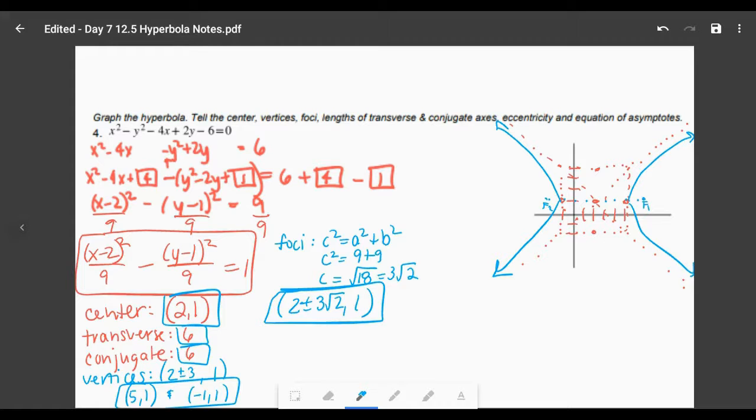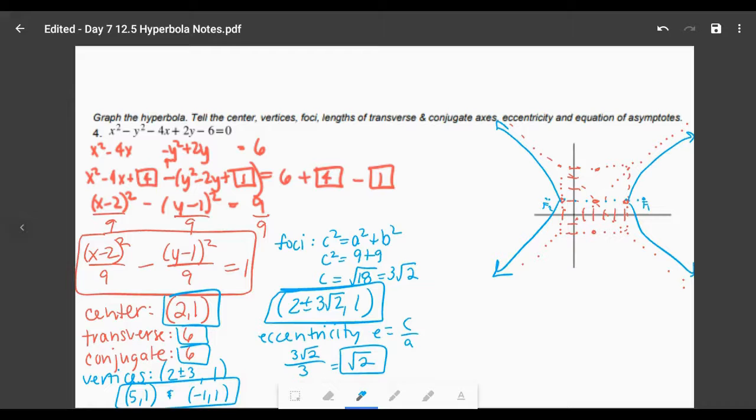We also need to identify the eccentricity, which is E equals C over A. We just found C, which is 3 root 2. And then A is equal to 3, so the 3's cancel out. My eccentricity is just root 2.